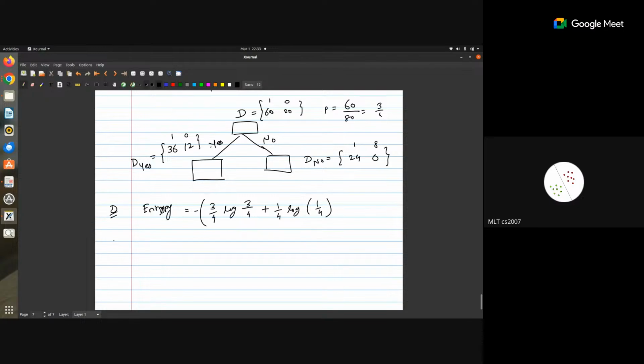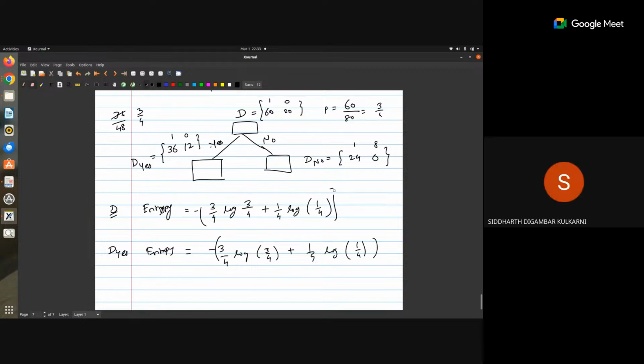For D_yes also it will be the same thing. The entropy will be the same because it is 36 by 48, which is 3/4 and 1/4. So again it is minus 3 by 4 log of 3 by 4 plus 1 by 4 log of 1 by 4.